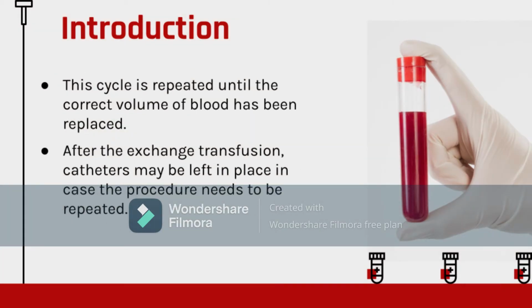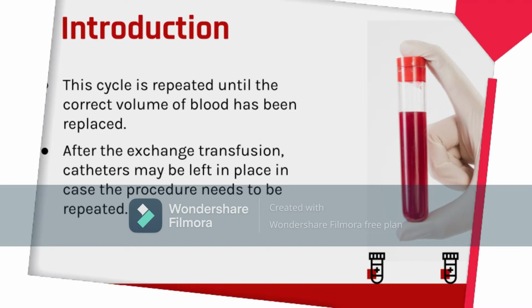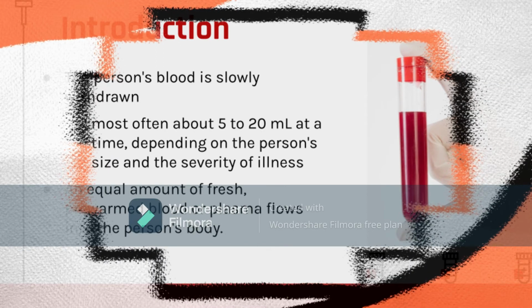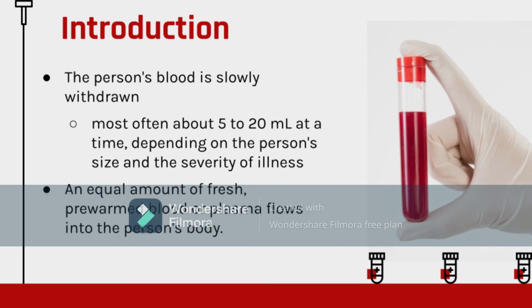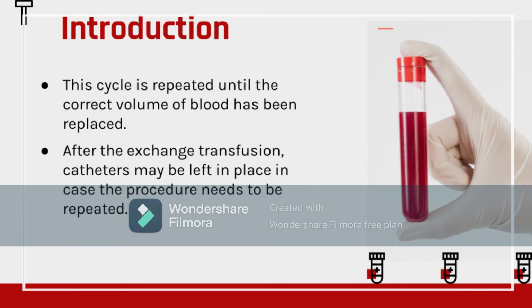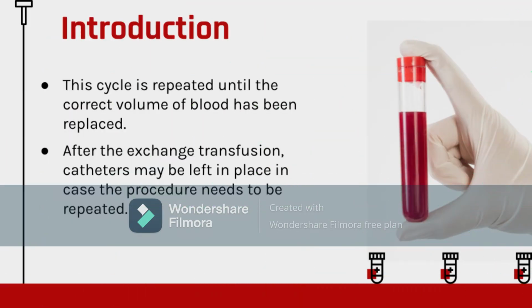The exchange transfusion is done in cycles. Each one most often lasts a few minutes. The person's blood is slowly withdrawn, most often 5 to 20 ml at a time depending on the person's size and the severity of the illness. An equal amount of fresh, pre-warmed blood or plasma flows into the person's body. This cycle is repeated until the correct volume of blood has been replaced, and after the exchange transfusion, catheters may be left in place in case the procedure needs to be repeated.